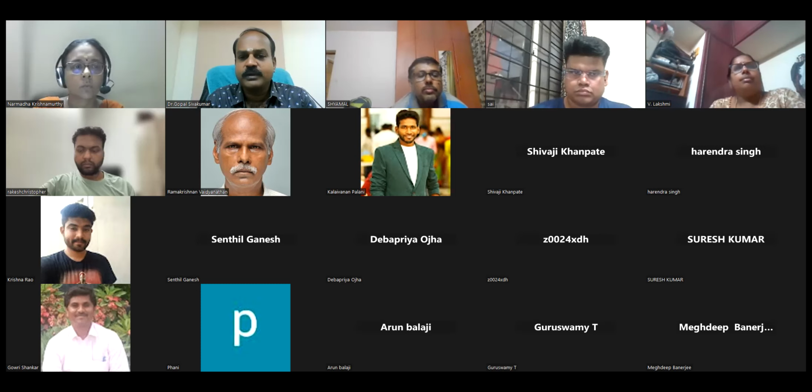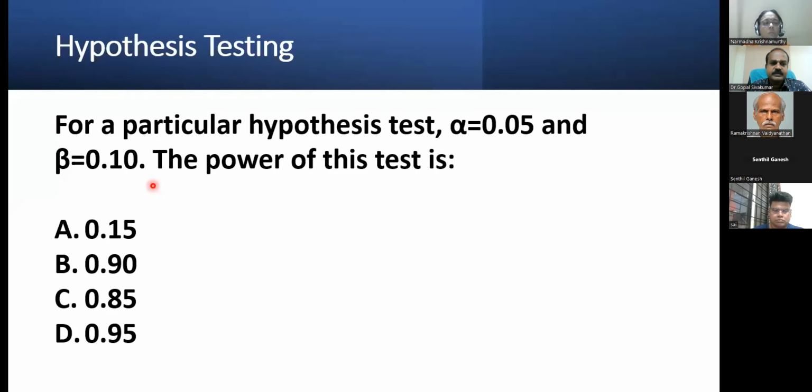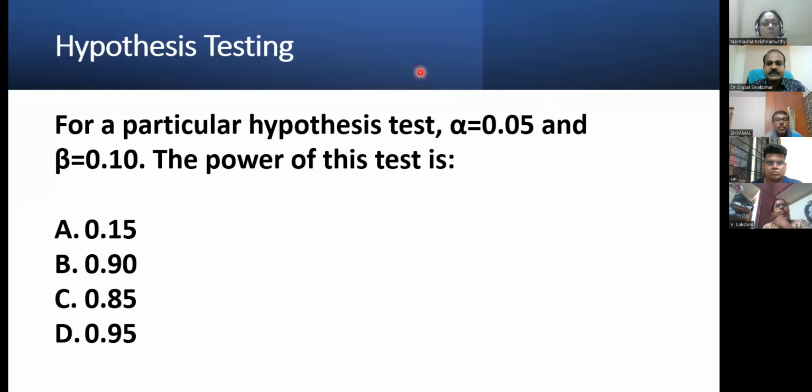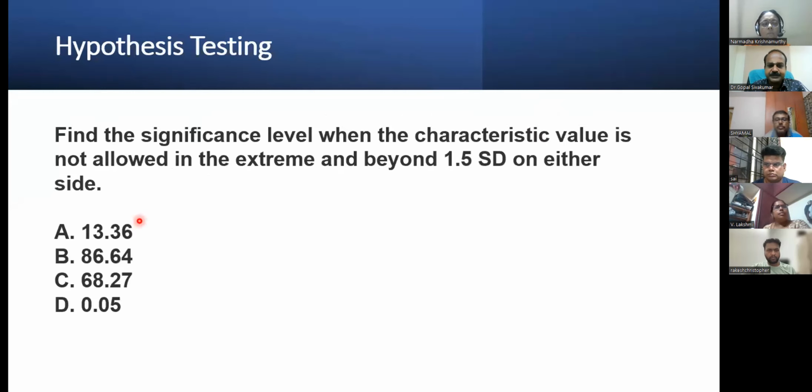So now moving on. For a particular hypothesis testing, alpha equal to 0.05 and beta equal to 0.10. The power of the test is, can you tell me how much is the power now? Beta equal to 0.1. How much, sir? 0.90. So beta and power, there is a relationship, right? When beta is 10%, power is 90% or 0.9. So we move on to the next question.